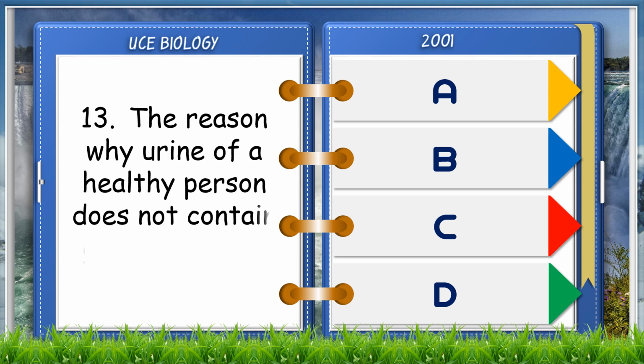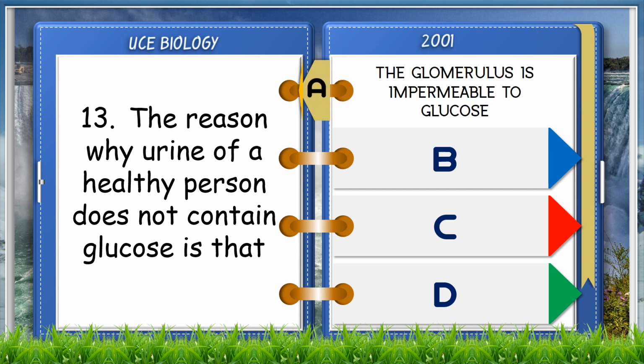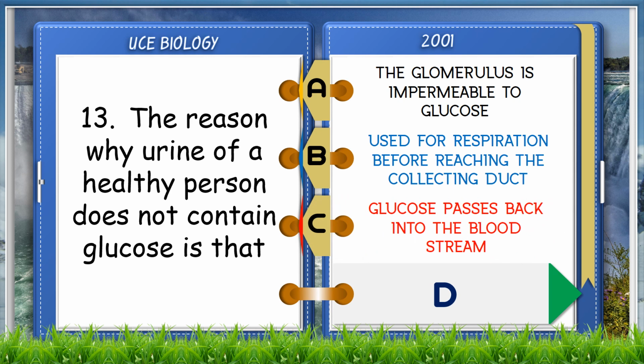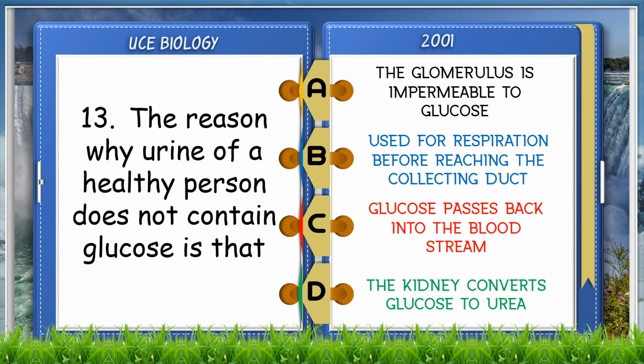The reason why urine of a healthy person does not contain glucose is that A. The glomerulus is impermeable to glucose. B. Used for respiration before reaching the collecting duct. C. Glucose passes back into the bloodstream. D. The kidney converts glucose to urea. The answer is C. Glucose passes back into the bloodstream.